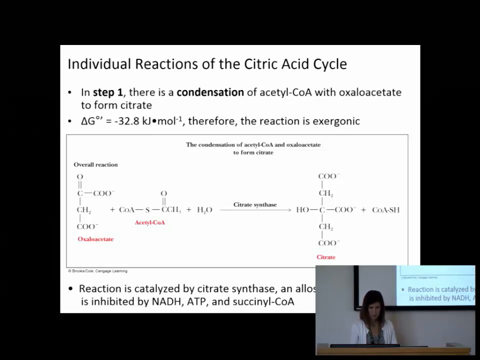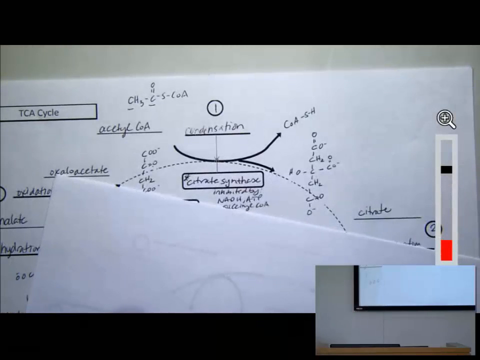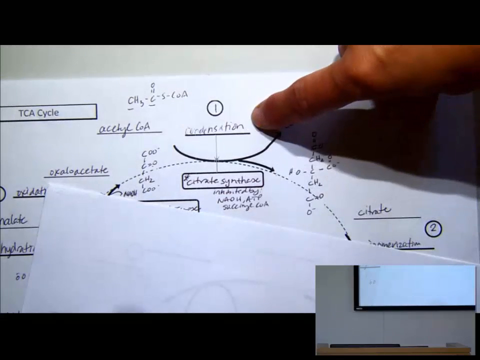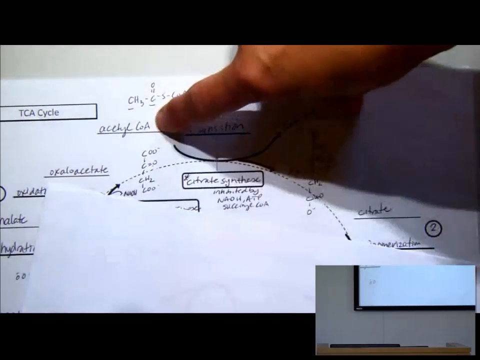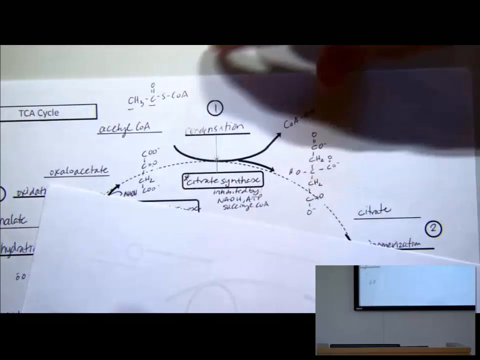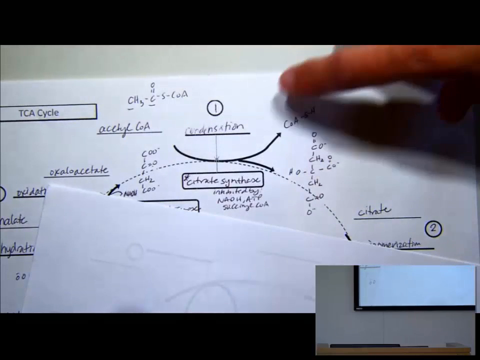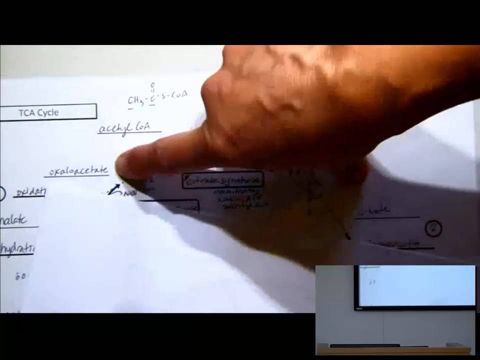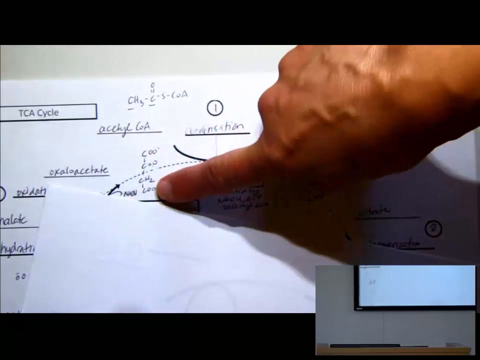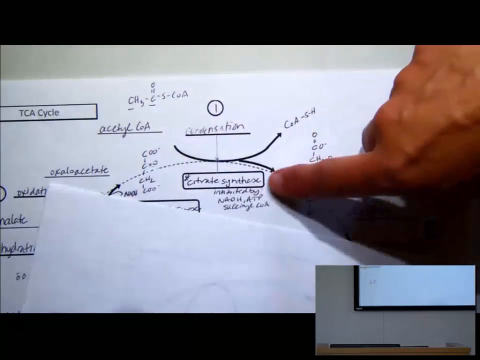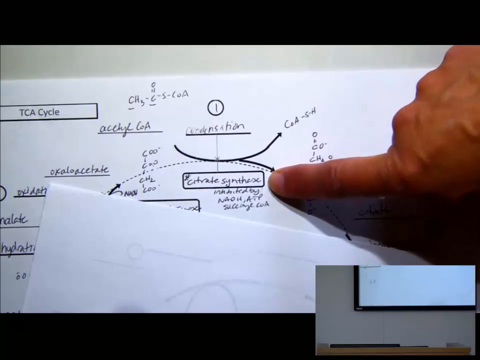So in my little document camera, what I'd like you to do to start off with, this word is condensation. I have my acetyl-CoA right up here, which comes together with oxaloacetate right here. It's citrate synthase. I have a star by it because it's a point of control. So that's one that you want to remember.